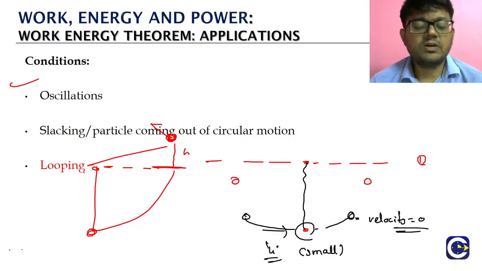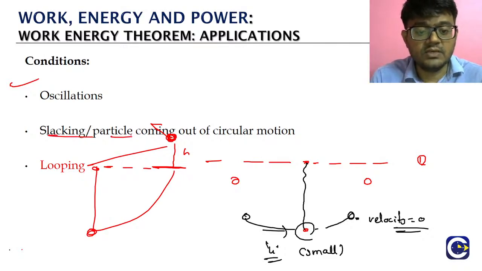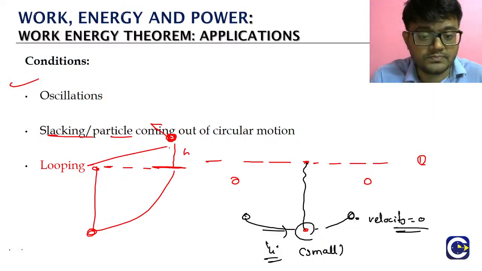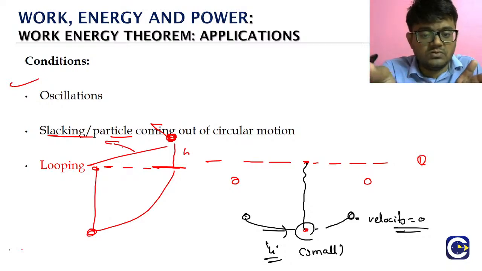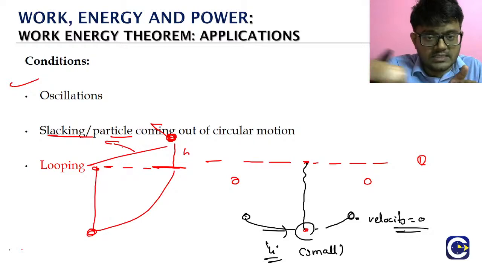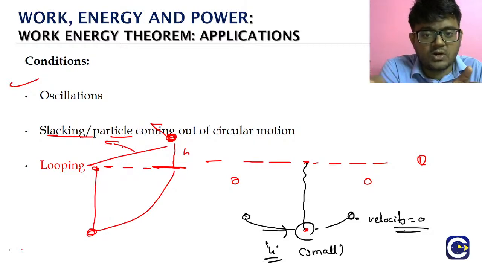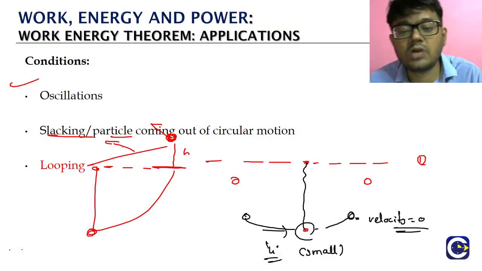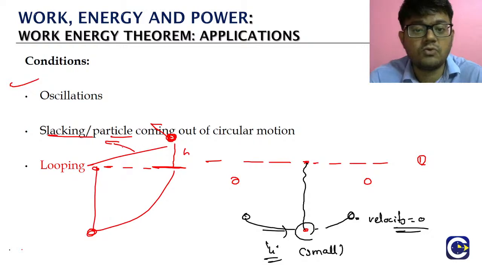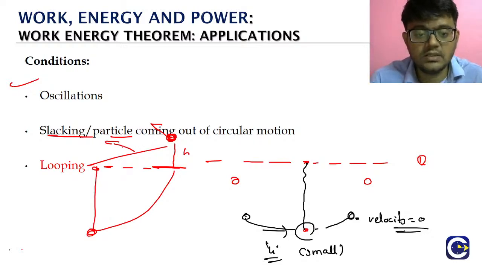Why does it happen? Because the stone is tied to the rope. If the rope is loosening or slacking, what happens? The distance between the center of the circle and the object cannot be maintained the same. So it will come out of the circular path. So for the particle to come out of the circular path, the rope has to become what? Loose.